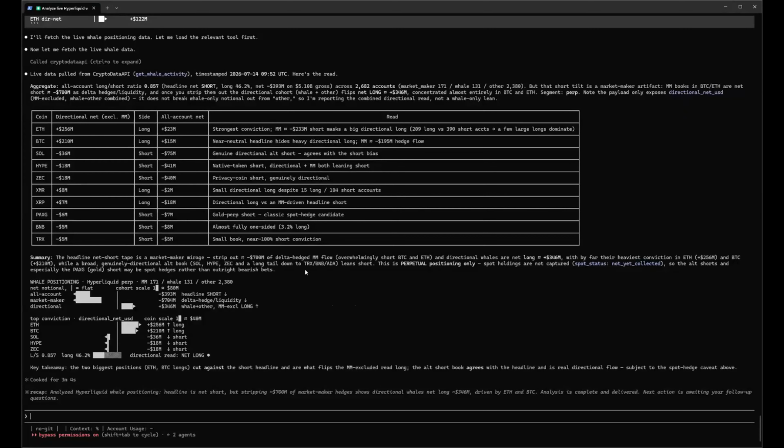So this can help us with our trading. If we see which coins are positioned by the whales, we can track their movements. And as they flip from long to short, we can then use it as a directional influence on our trades.